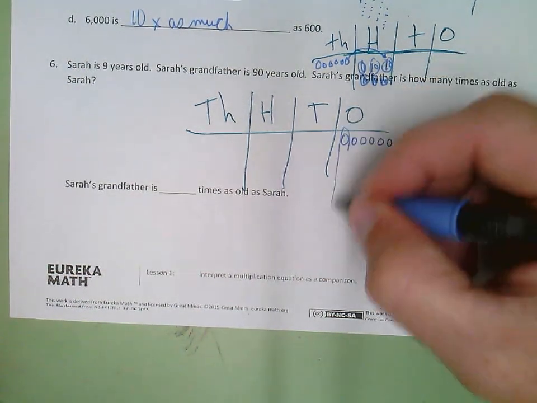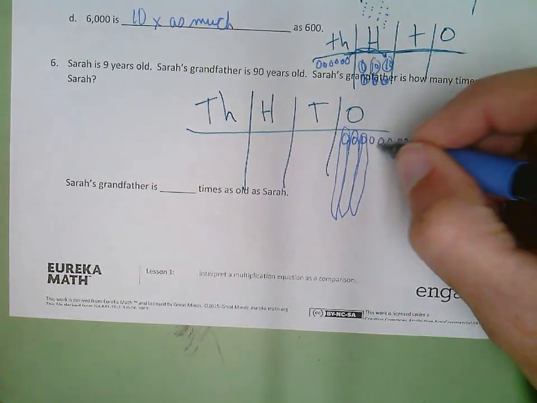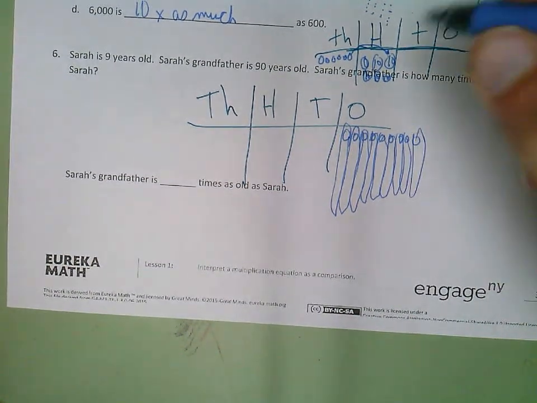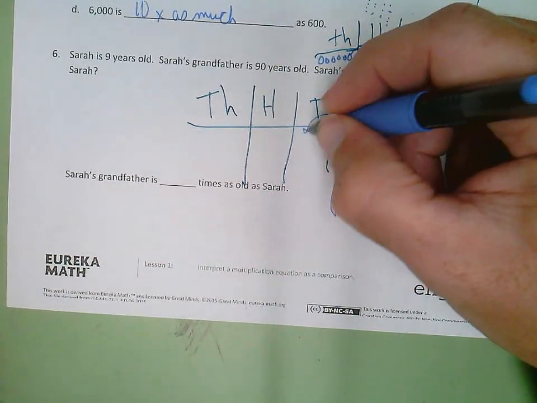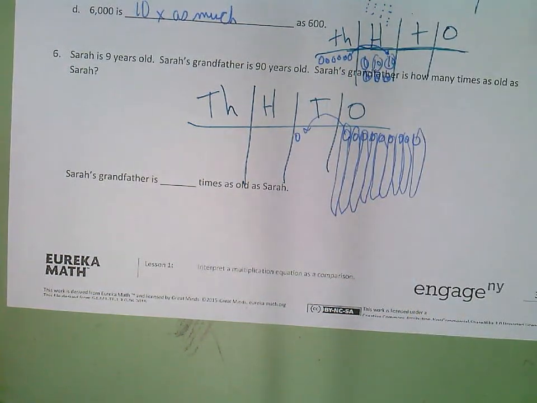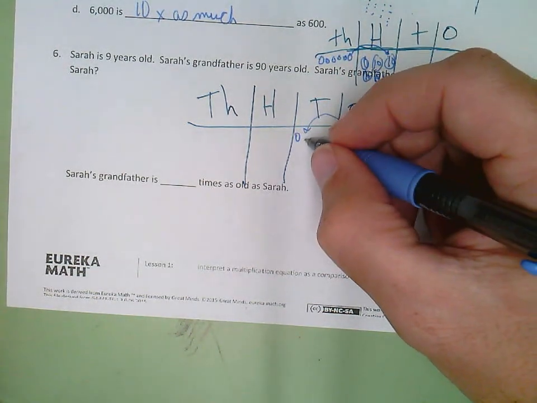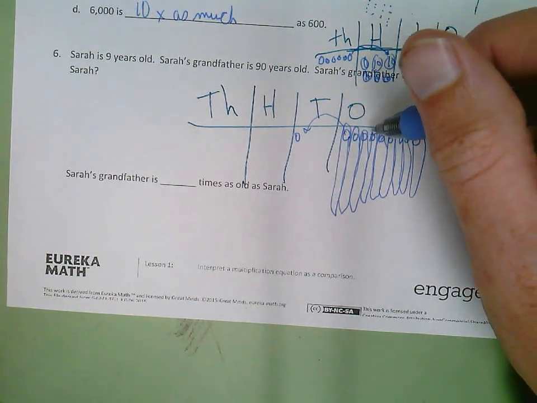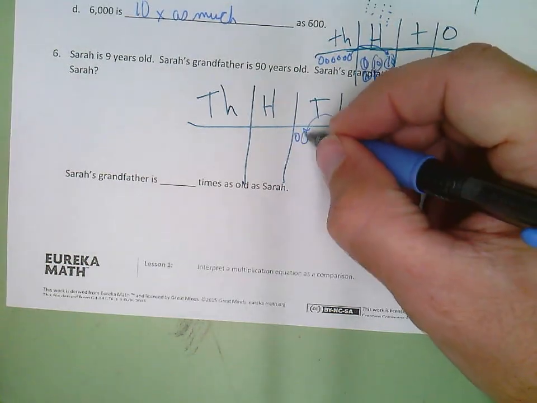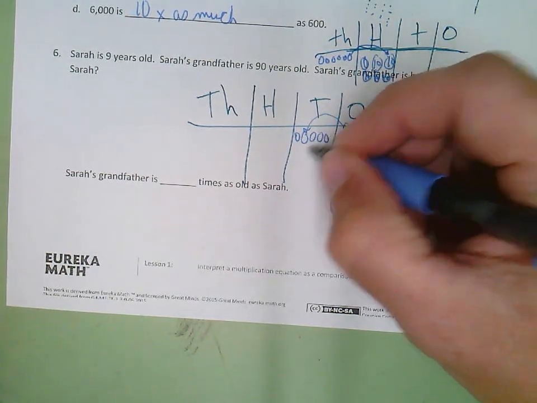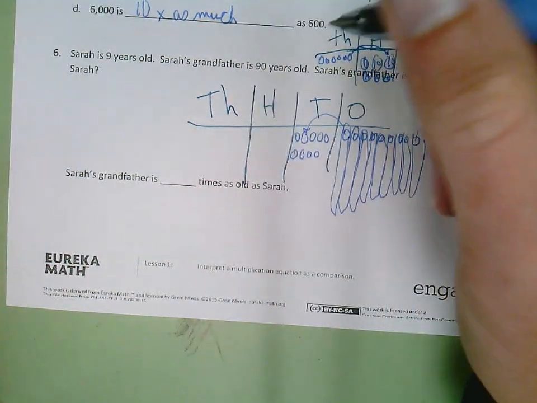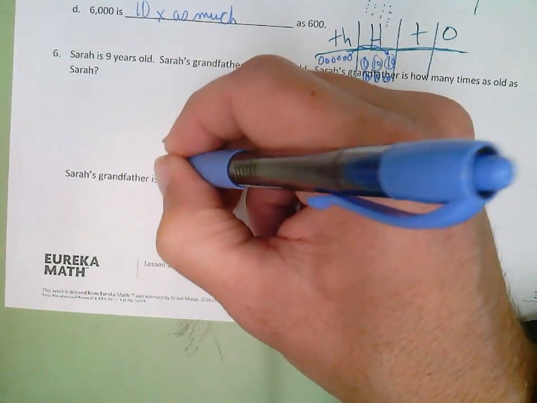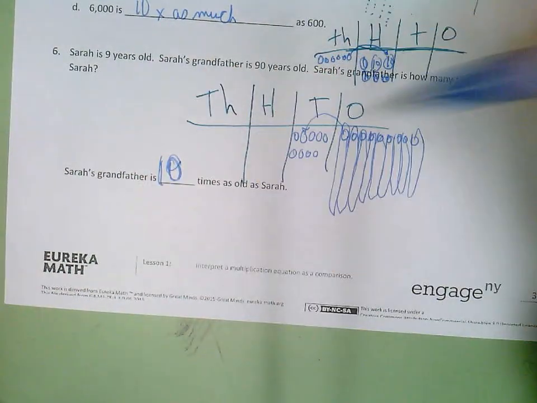We'd have a group of 10 here, a group of 10 here, a group of 10 here, a group of 10 here, a group of 10 here, here, here, here, and here. Each one of those groups of 1 would slide over and give us 10. All right, so 9 ones times 10 is going to give us 90. 1, 2, 3, 4, 5, 6, 7, 8, 9, 90, which means Sarah's grandfather is 10 times as old as Sarah.